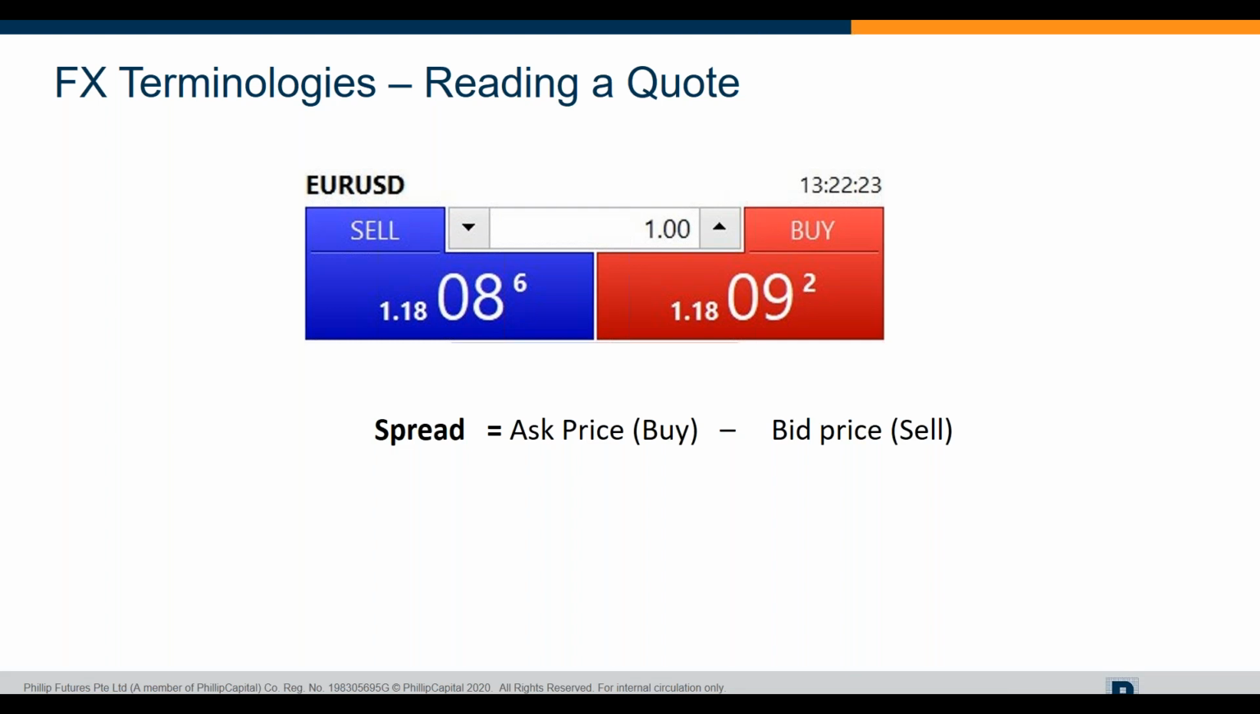So how do we calculate the spread? It is simply by taking the ask price or buy, which is on the right, minus the bid price, which is on the left. Taking this example, we take the buy minus the sell. The difference is 0.6 pips, which is the spread for Euro Dollar.